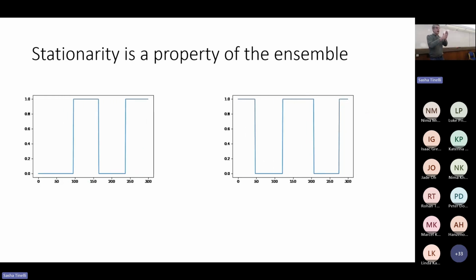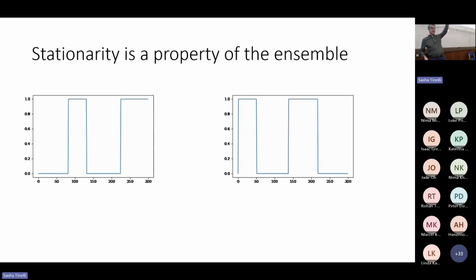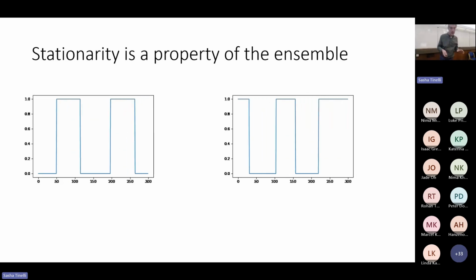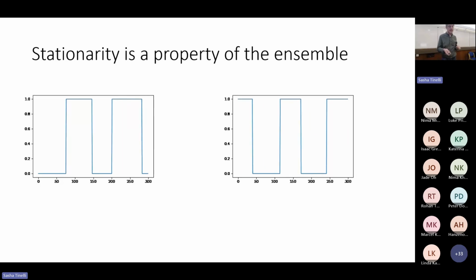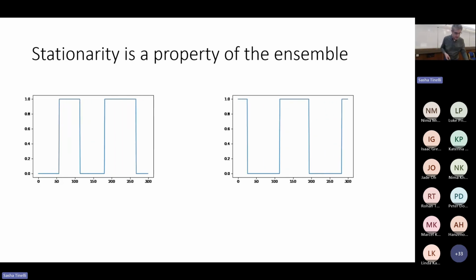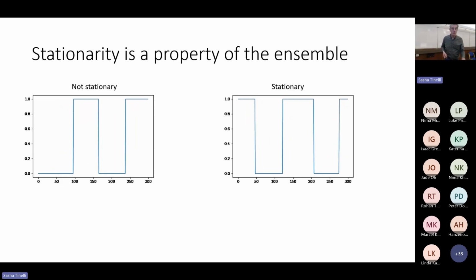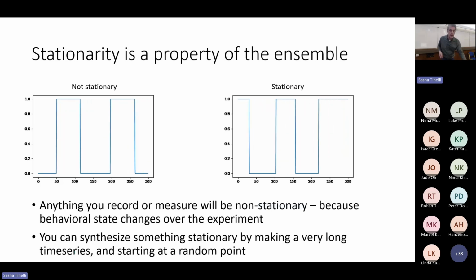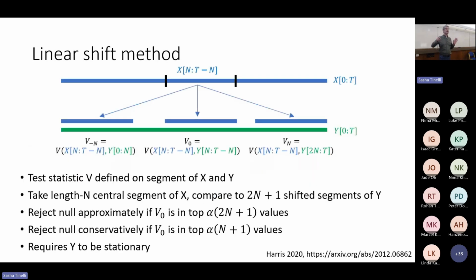You can have explosions and then it goes quiet and then it explodes. If it doesn't do that at a predictable time, it's still stationary. The point about stationary is there are no predictable times. All right, so the test we're going to come up with assumes stationarity. So we've got our neurons, which we'll call X, and let's say the behavior of choice that we'll call Y.